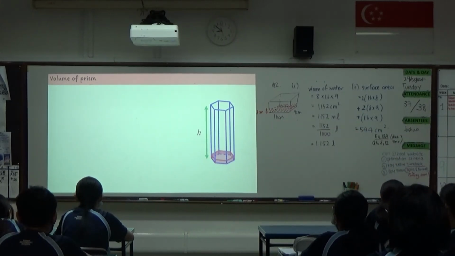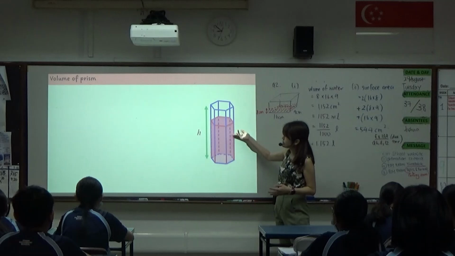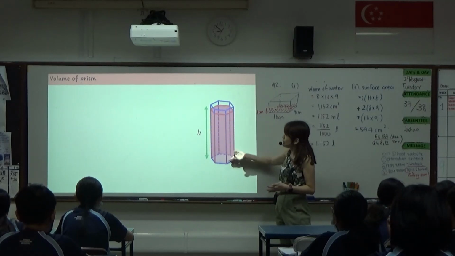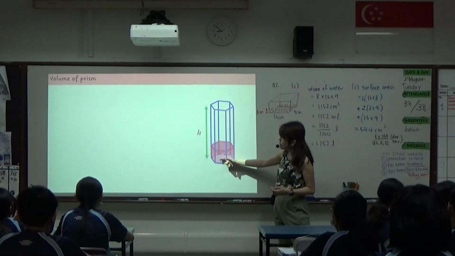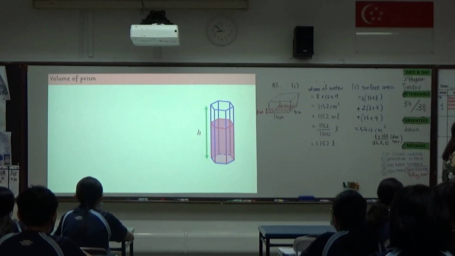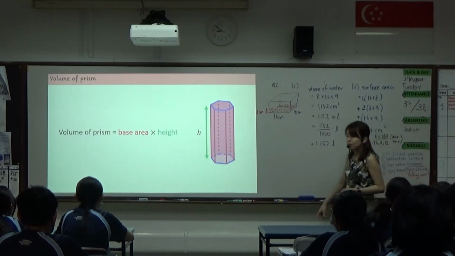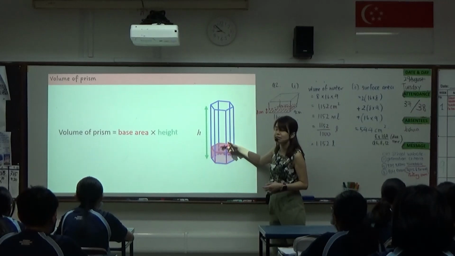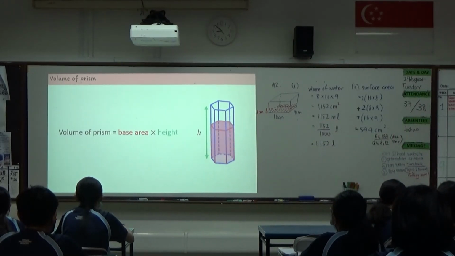So looking at this, when my prism over here fills up, every single layer adds on, and when I do that, it is actually one area going through the entire height. So that explains why the volume of a prism is base area times height, so that we count every single layer that fills up the entire prism.